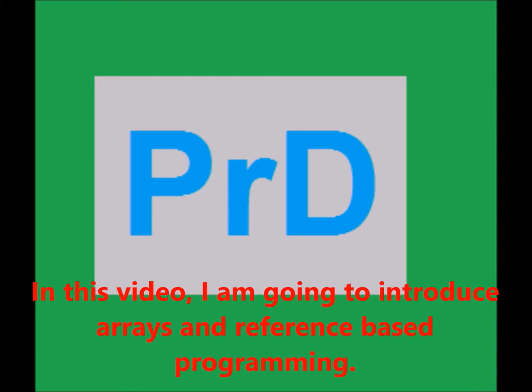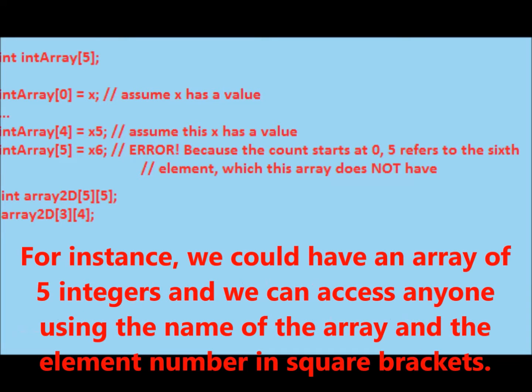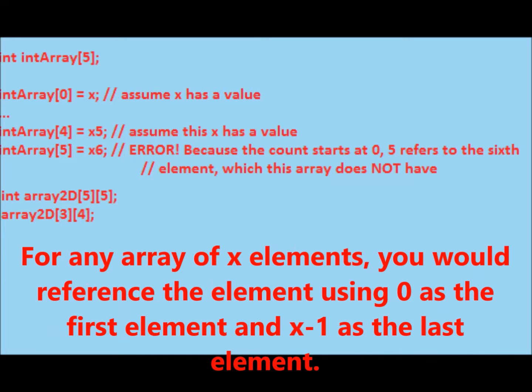In this video, I am going to introduce arrays and reference-based programming. An array is a variable that contains a certain number of variables of the same type. For instance, we could have an array of 5 integers and we can access any one using the name of the array and the element number in square brackets. For any array of x elements, you would reference the element using 0 as the first element and x minus 1 as the last element.